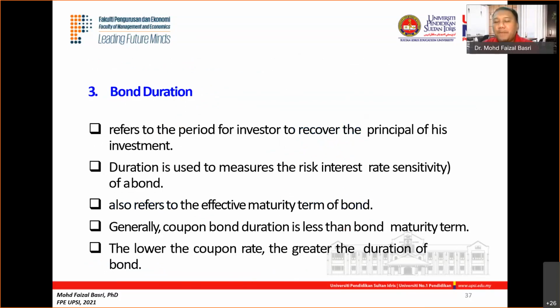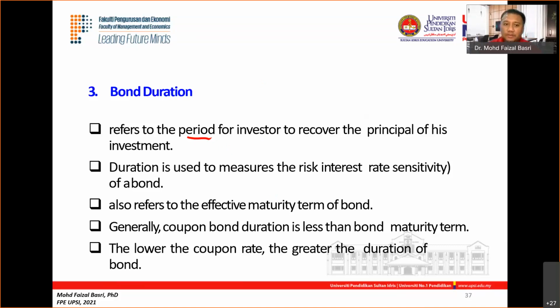Okay, so this is a measurement to measure the interest rate sensitivity caused by the changes of price. Okay, so generally coupon bond duration is less than bond maturity terms, and the lower the coupon rate, the greater the duration of the bond. So bond duration, we can measure in terms of the period, in what time will the investor recover the principal. Obviously the shorter the period, the nearer to the maturity.